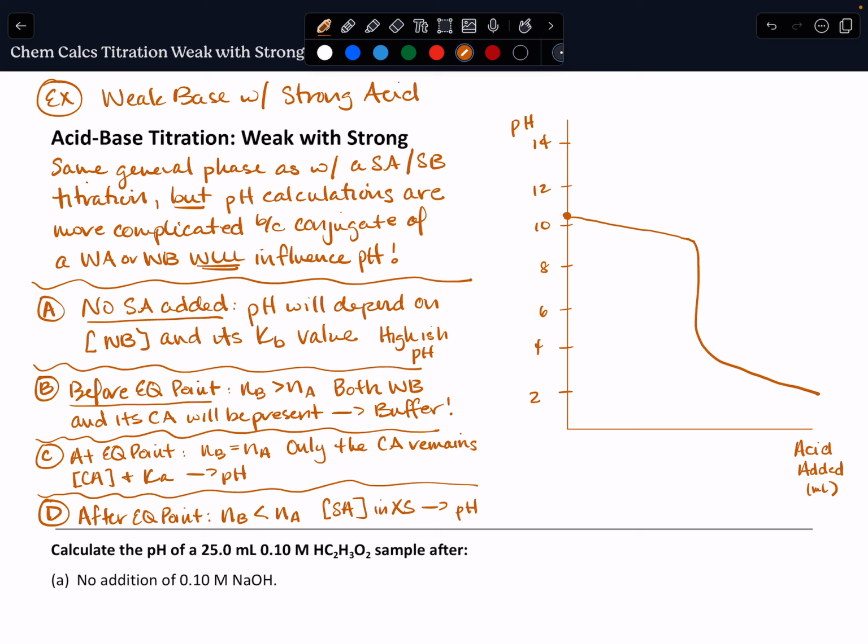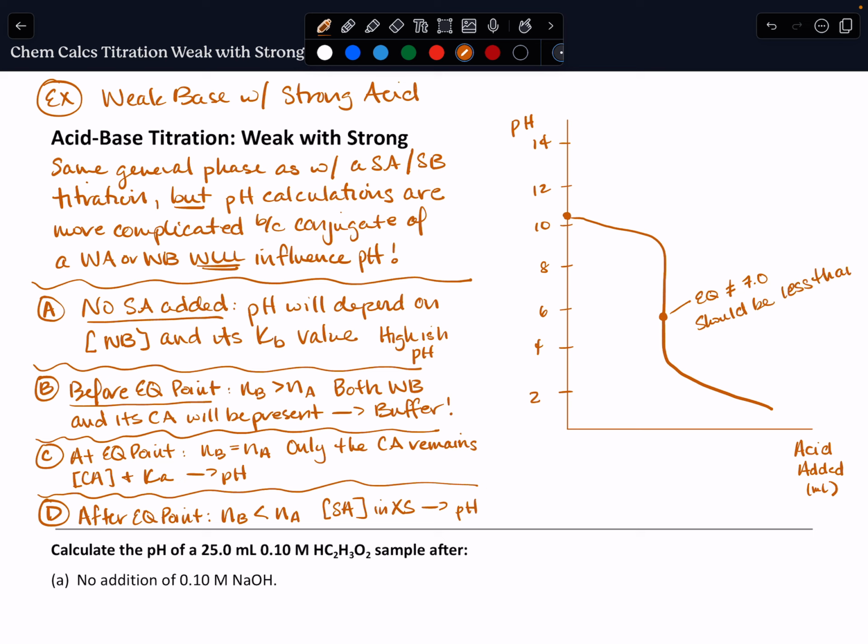And then it's going to level off again. All right, now the equivalence point, I didn't do a very good job here. Hold on. I want to make sure this is very clear. All right, the equivalence point this time will not equal 7.